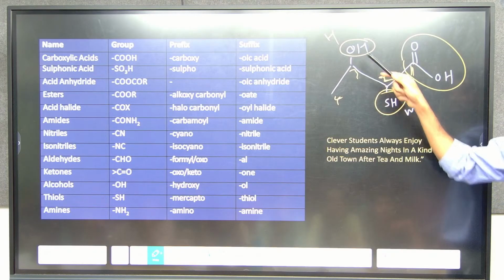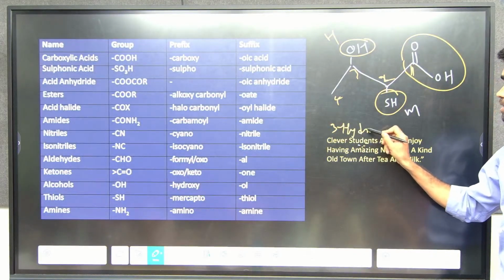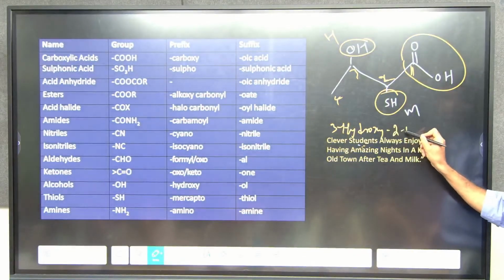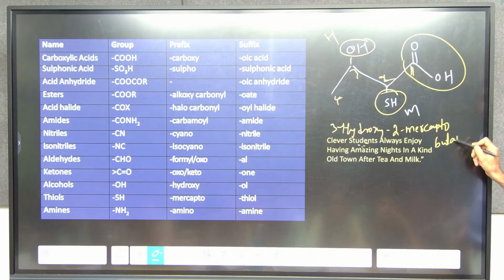So once again, 3-hydroxy, capital letter first one, 2-mercapto, butane, oic acid. Clear, everyone?